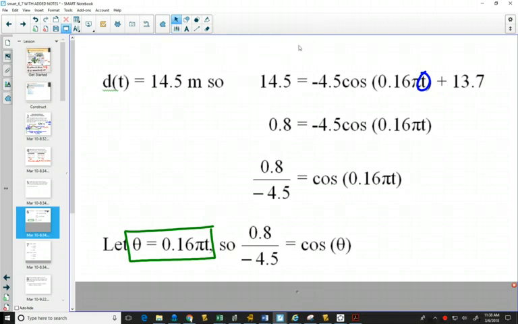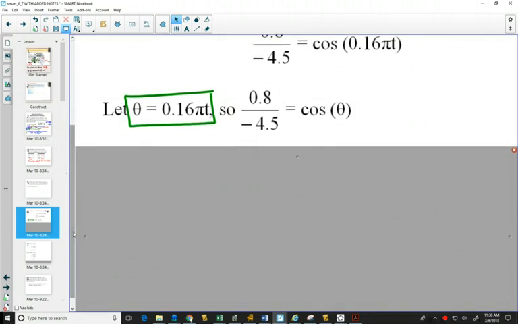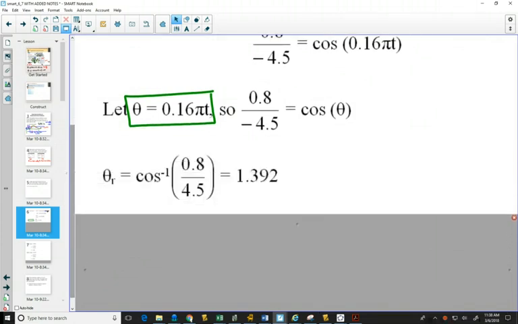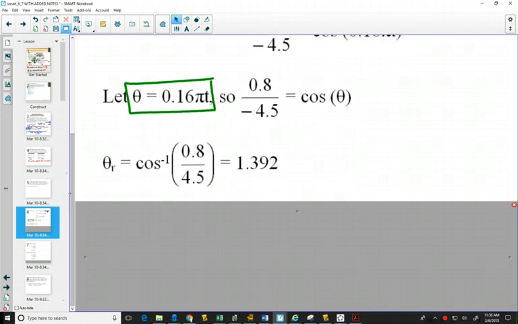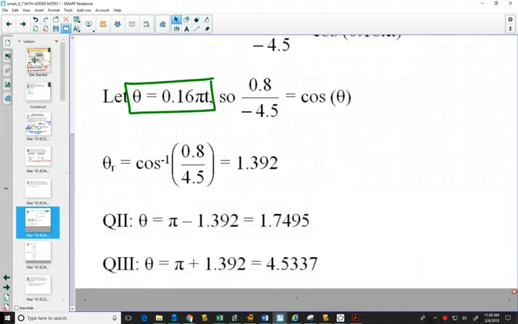You would have to find your reference angle. How do you find a reference angle? Cos inverse of the positive values. If you wanted to draw the triangles, cos is negative in quadrants 2 and 3. So once you get your reference angle, you would have to find the angles in quadrant 2 and the angles in quadrant 3. Quadrant 2, it would be pi minus your reference angle. In quadrant 3, it would be pi plus your reference angle. So that's solving for theta.